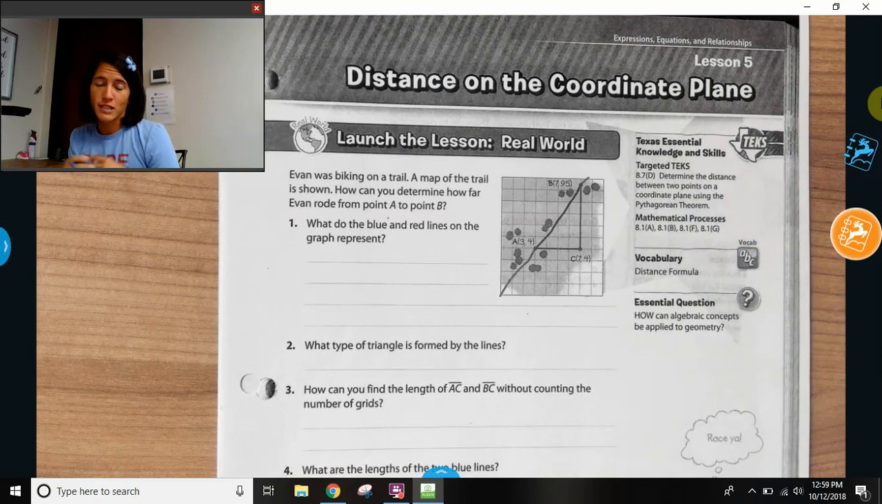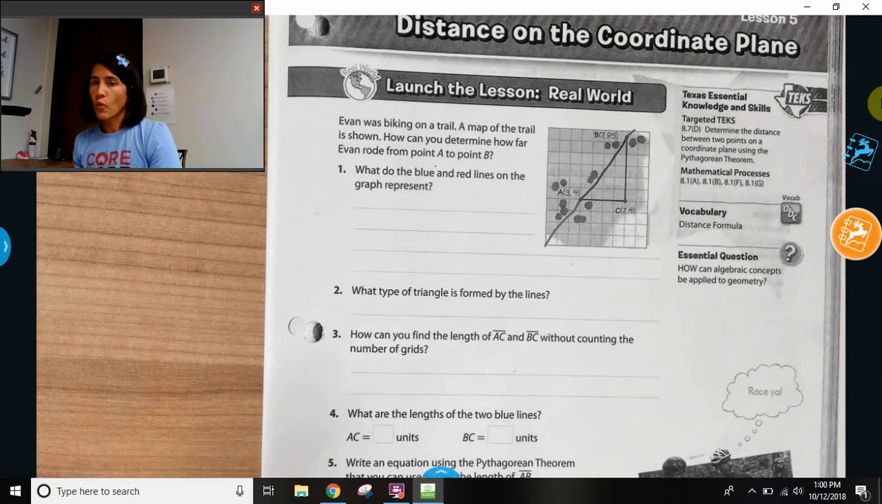And so I'm going to show you two things today. I'm going to show you how to use the Pythagorean theorem for a coordinate plane, and then I'm also going to show you a way to find it without graphing, a variation of the Pythagorean theorem. And so this is just kind of to get you thinking about it.